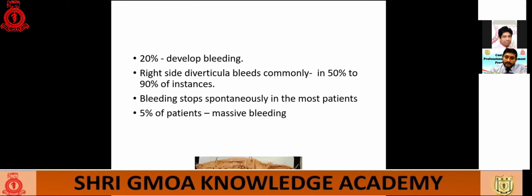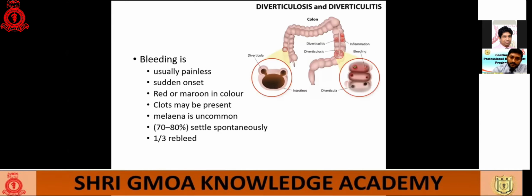If we compare left-sided and right-sided diverticuli, right-sided diverticuli bleed commonly, about 50 to 90%. The reason is that right-sided diverticuli have a broad base and their dome is big, so there's a big gap between the diverticuli and the penetrating vessel, so they tend to bleed more. Most of the time bleeding stops spontaneously, but 5% can have catastrophic bleeding. The bleeding is usually painless, but it can be associated with abdominal pain if there's overlying diverticulitis as well. It's sudden onset, classically maroon colored, and 80% of the time it settles spontaneously, and 1/3 will repeat.